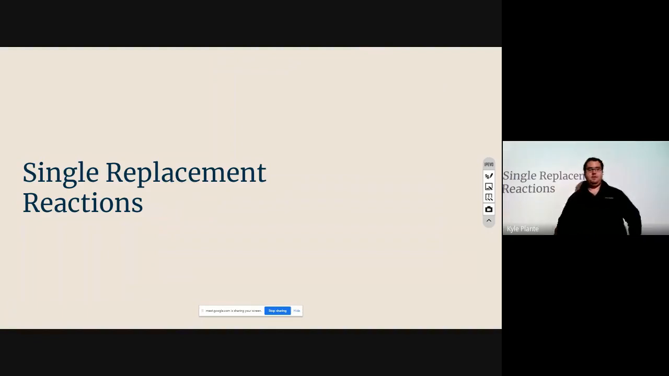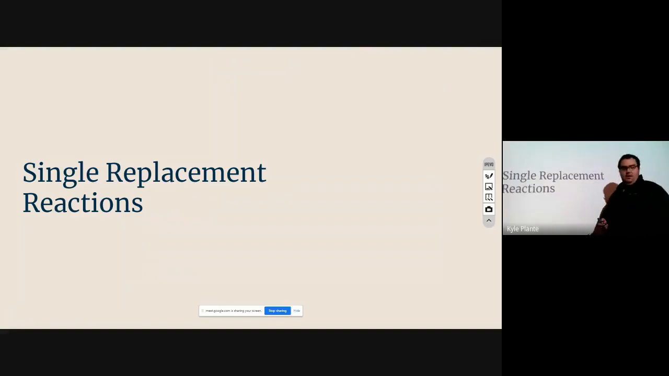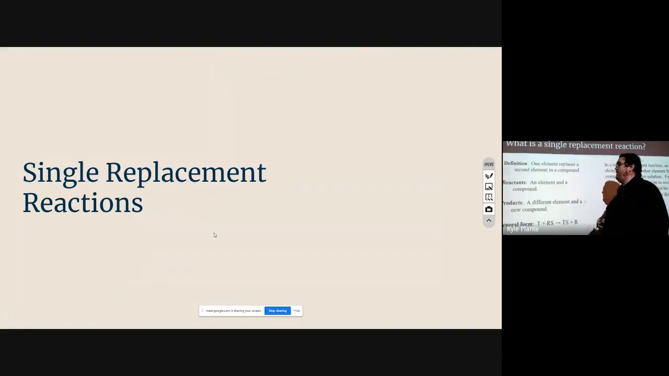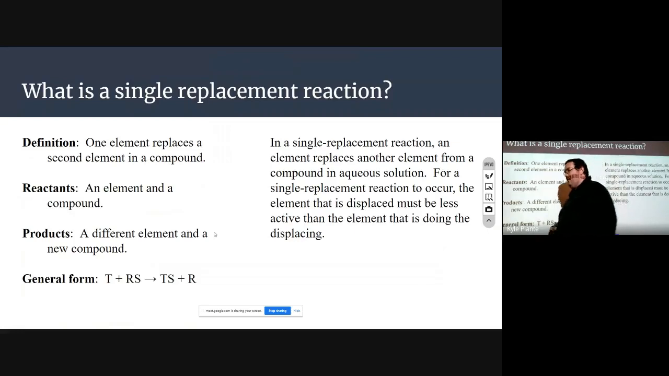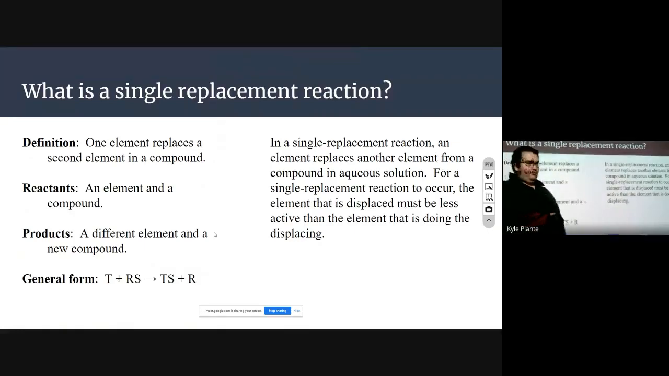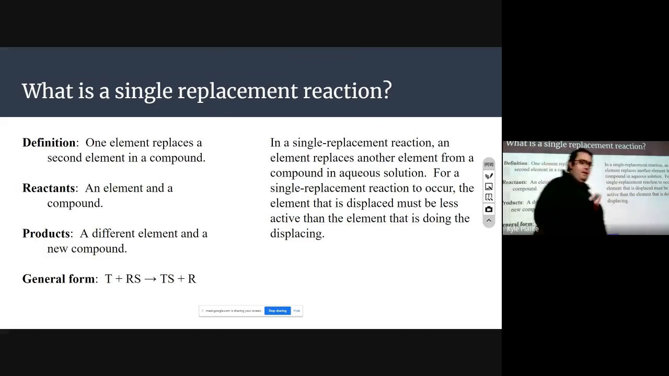All right, so as you can no doubt see behind me, this video is on single replacement reactions, also known as single displacement reactions. These reactions, like the name implies, deal with a single element. In this type of reaction, one element is going to replace a second element in a compound. Your reactants are going to be an element and a compound. So you'll always see a single element and a compound, and your products become a different element and a different compound.